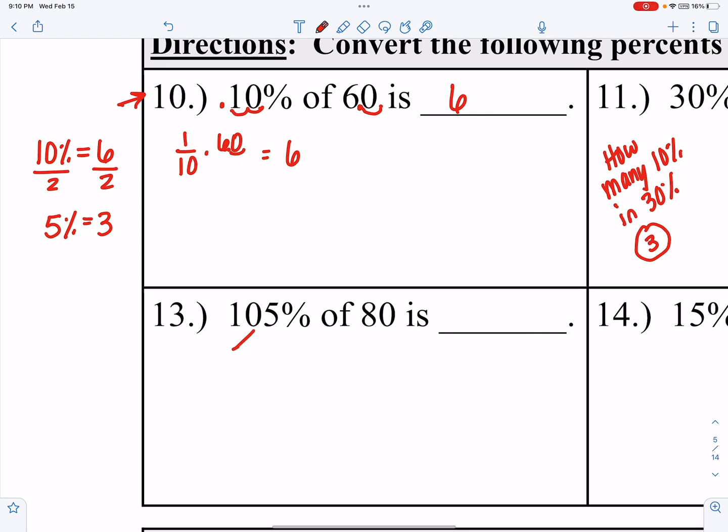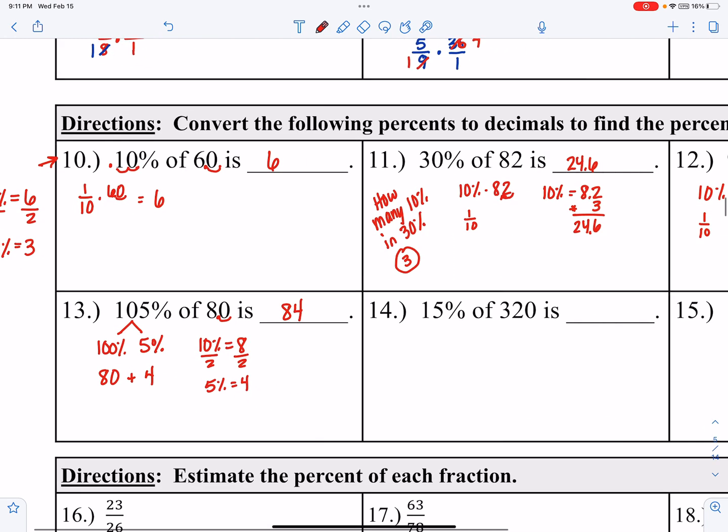So let's break this apart. We have 100% and we have 5%. We know 100% of 80 is 80. And let's think about what 10% of 80 is. So 10% of 80 is moving the decimal spot 1, so 10% equals 8. So divide by 2, that means 5% equals 4. And so we just join those together, and so we have 80 plus 4 equals 84. So nice mental math opportunity.